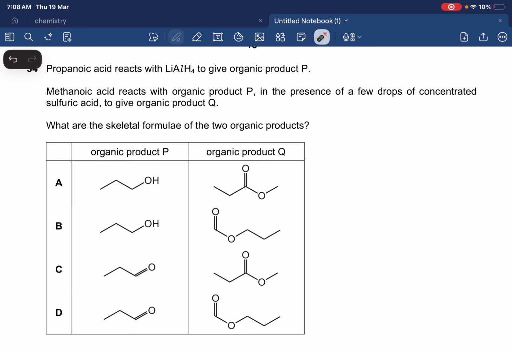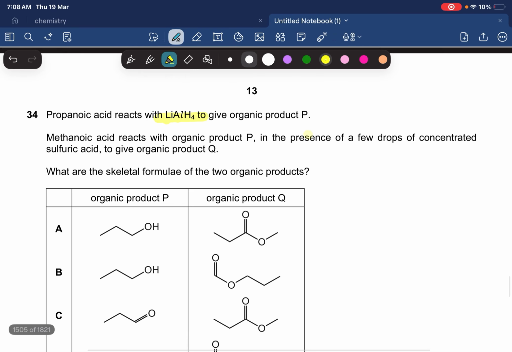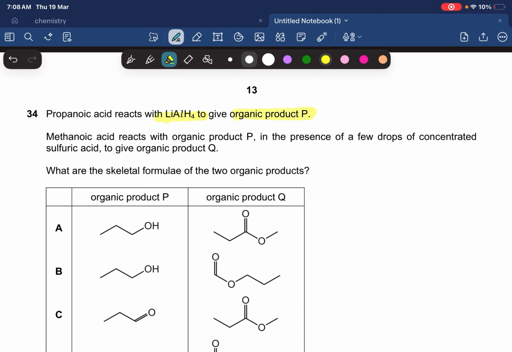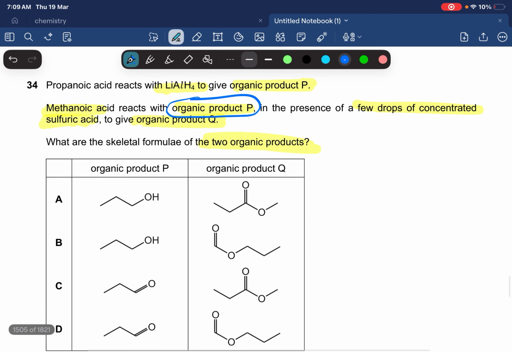Propanoic acid reacts with LiAlH4 to give organic product P. Methanoic acid reacts with organic product P in the presence of a few drops of concentrated sulfuric acid to give organic product Q. What are the skeletal formulae of the two organic products? So don't you think we're making an ester over here?